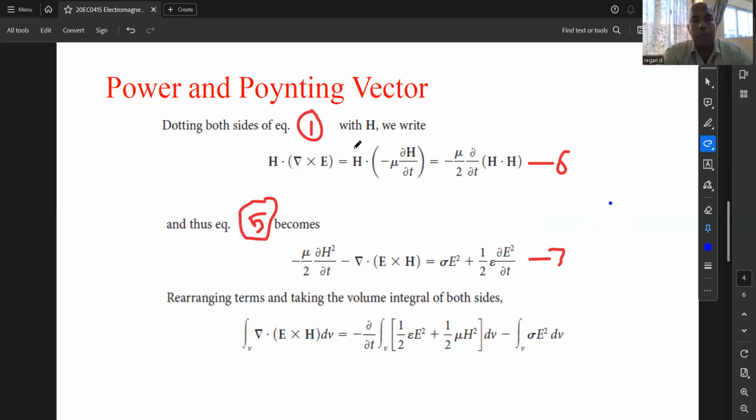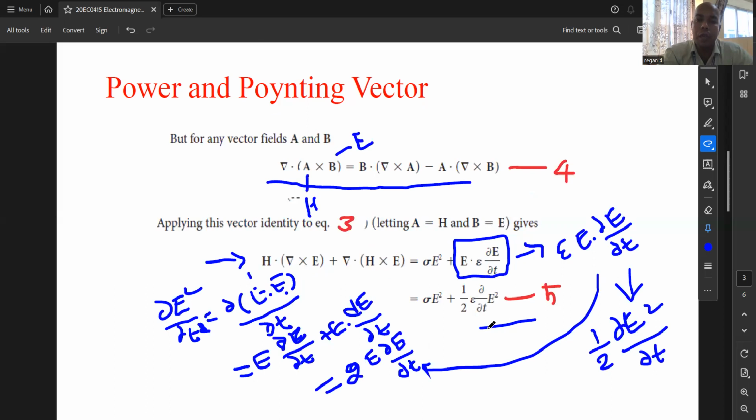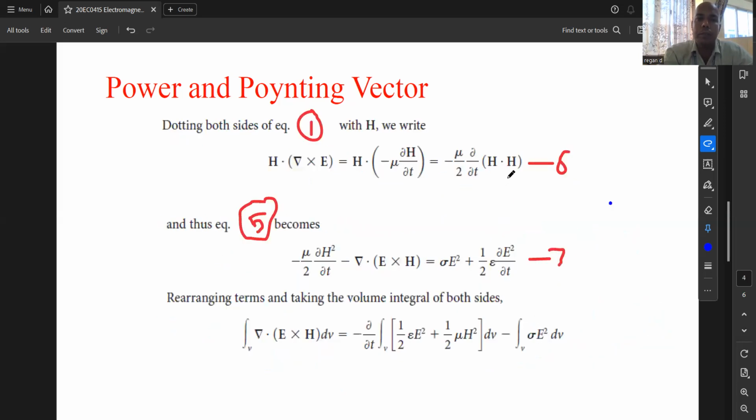After applying the dot operation, equation 1 becomes H dot del cross E is equal to H dot minus mu dou H divided by dou T. And previously we found the relations: E dot dou E divided by dou T is equal to 1 by 2 dou E square by dou T. The same way, H dot mu dou H divided by dou T, you can write as 1 by 2 dou H square divided by dou T. So that is equation 6, okay.